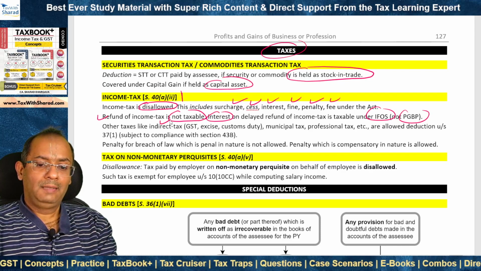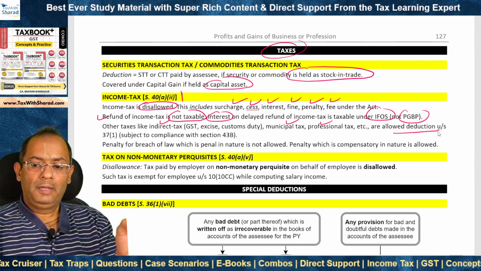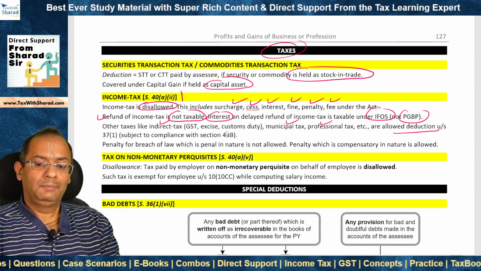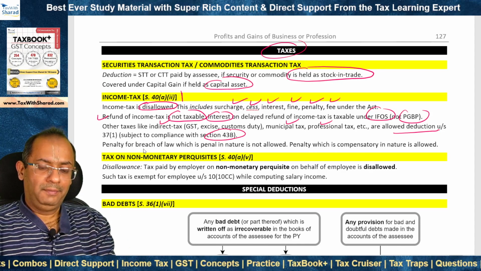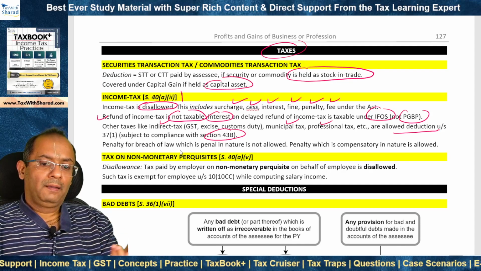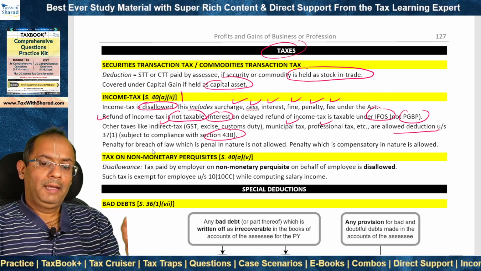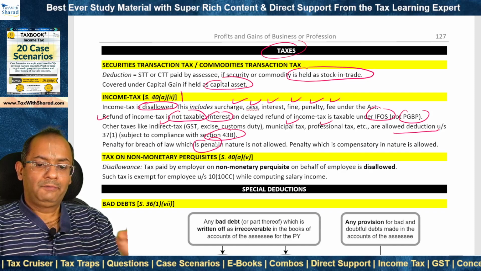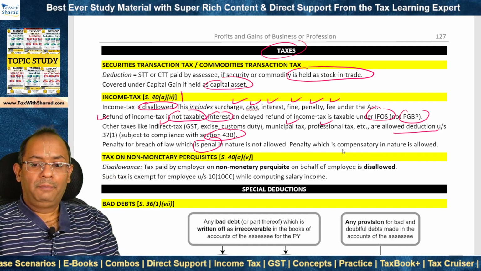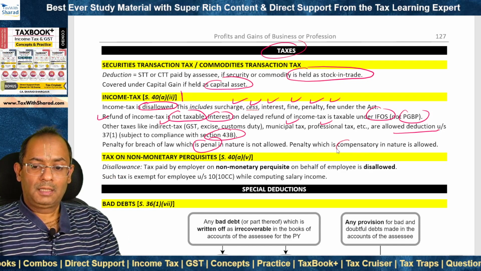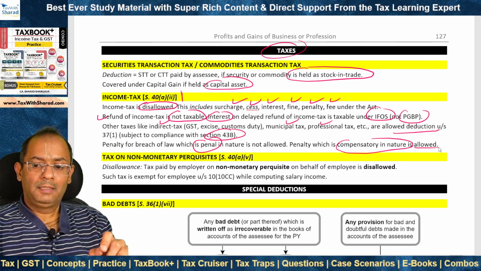What about other taxes? For example, indirect tax or municipal tax, professional tax, etc. These are allowed as deduction under section 37(1), but that is subject to compliance with 43B. What about a penalty which has been paid? Penalty, say under these other taxes, can be of two categories. Penalty can either be for breach of law. In such case, it will be penal in nature. It will not be allowed. There can be another kind of penalty which is not penal in nature, but which is compensatory in nature, to compensate for the loss of revenue to the government. In such case, it is allowed as a deduction.